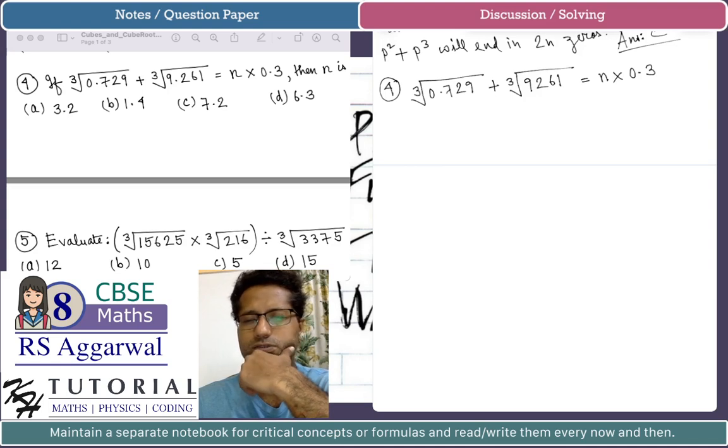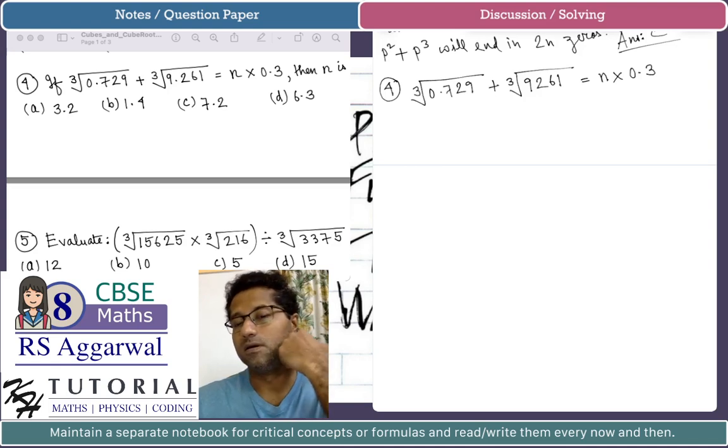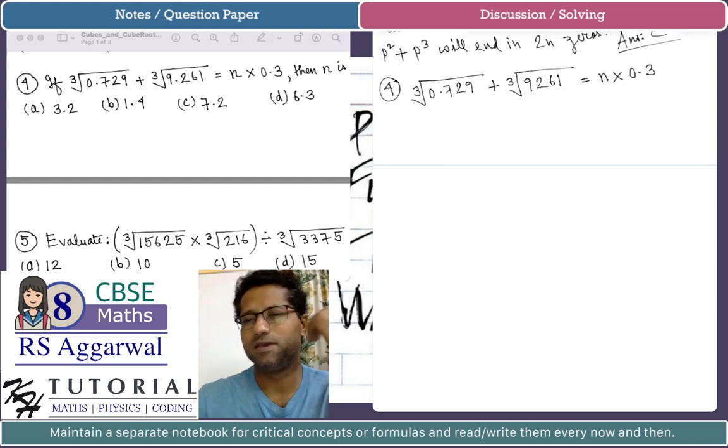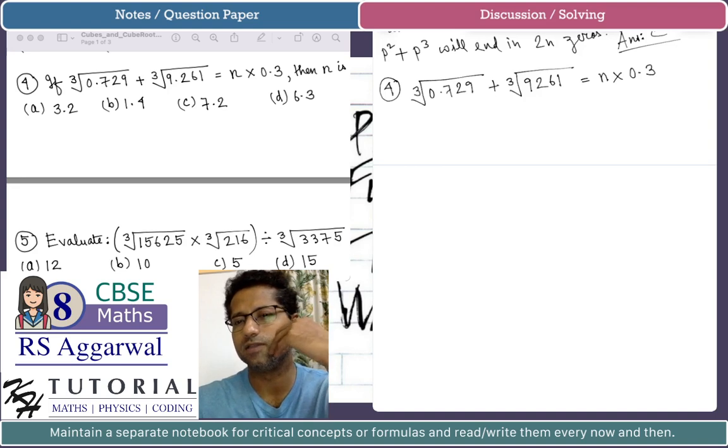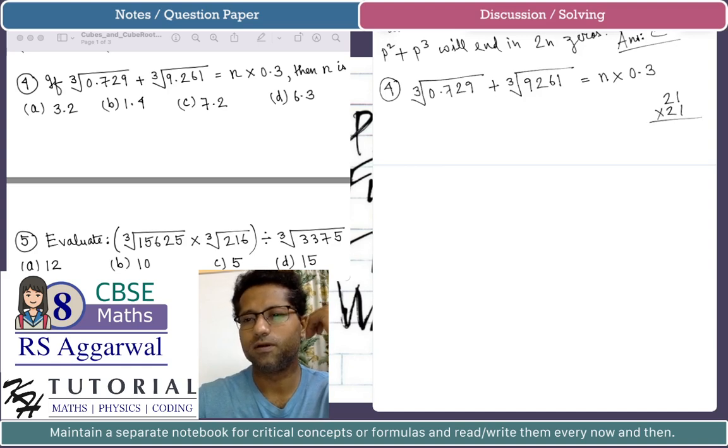For example, for this 9261, its cube root has to end with 1, and possibly since it is starting with 9, it can be 21. Let me see. So 21 multiplied by 21, we have 21 and we have 42. So we have 441 is the square of 21, and if we again multiply by 21, what do we get?